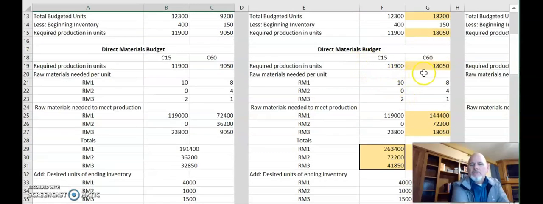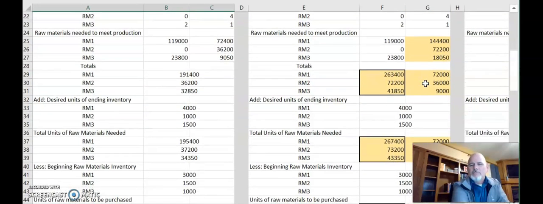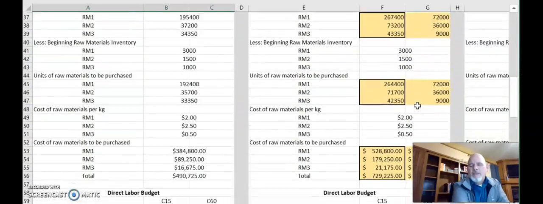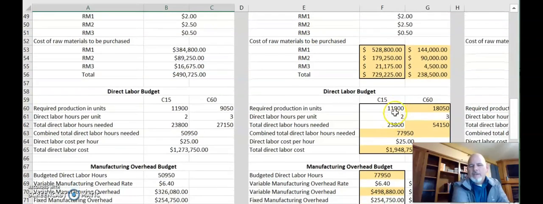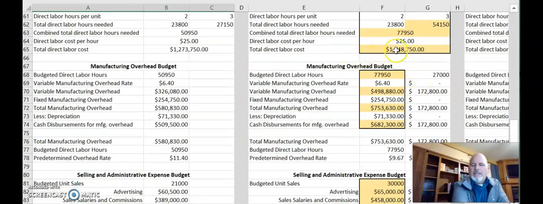The direct material budgets were impacted because now we have to buy more materials to produce. You can see here that the total combined raw materials went up by 72,000 kilograms for raw material 1. Raw material 2 went up, and so did raw material 3. So that's what we're showing here. Then, of course, the total cost of the raw materials went up by about $238,500.